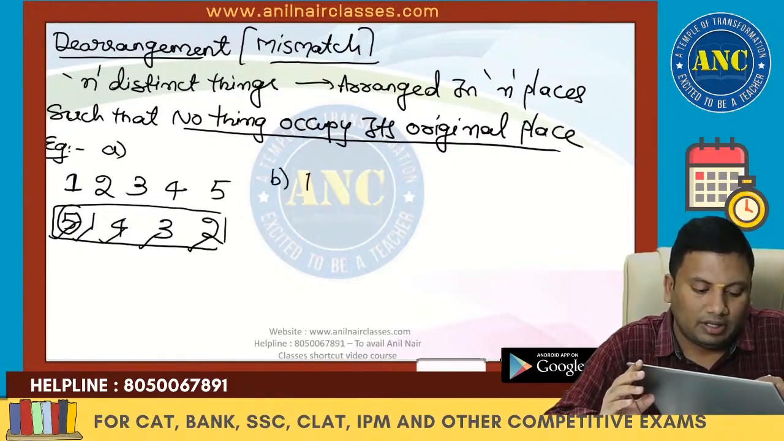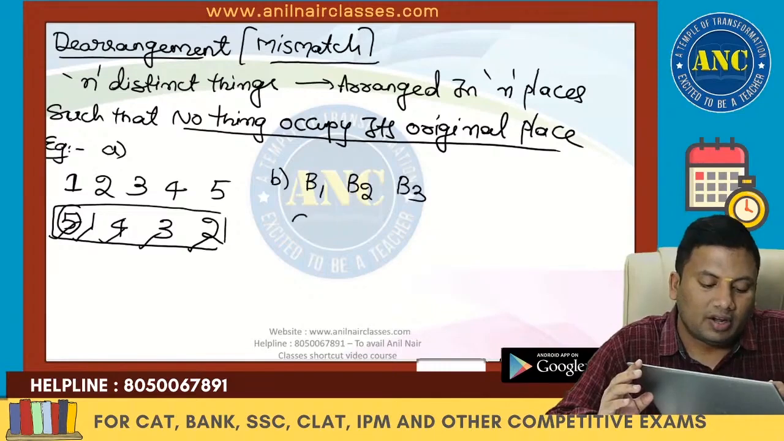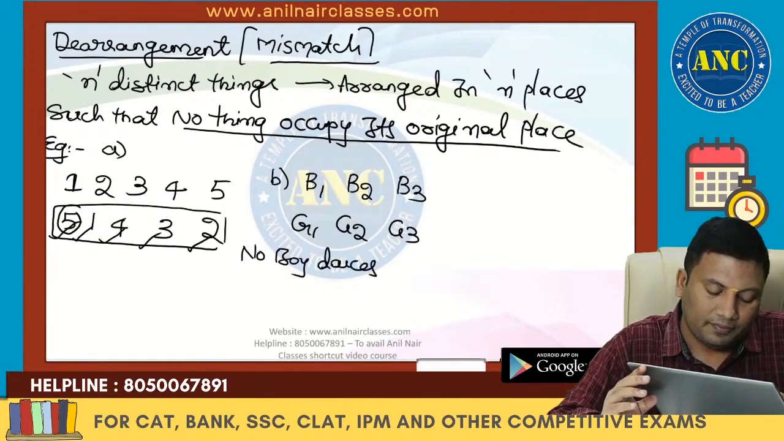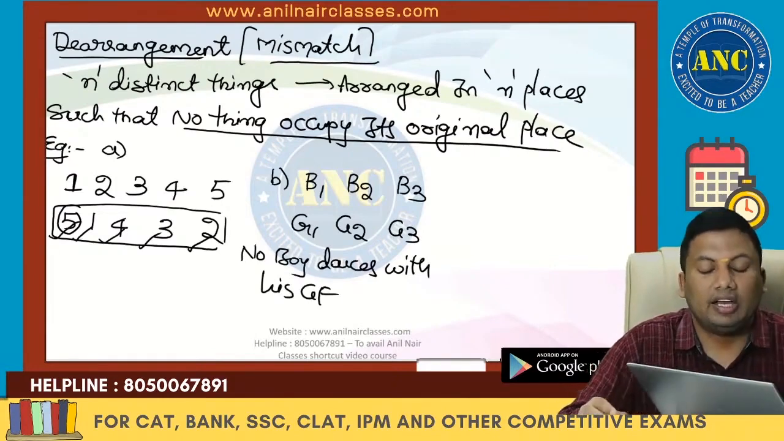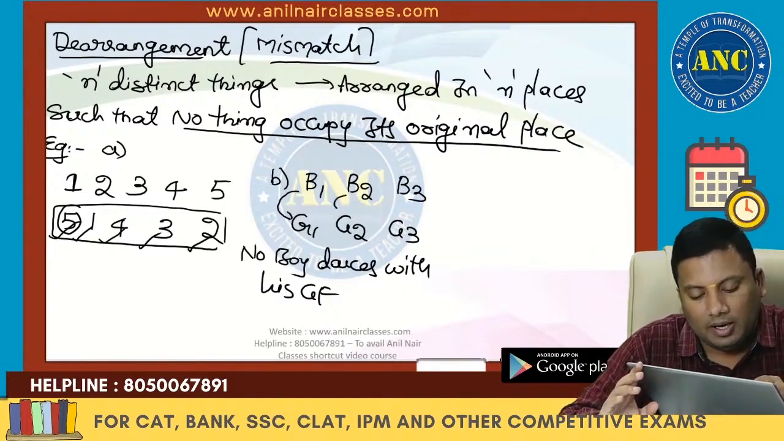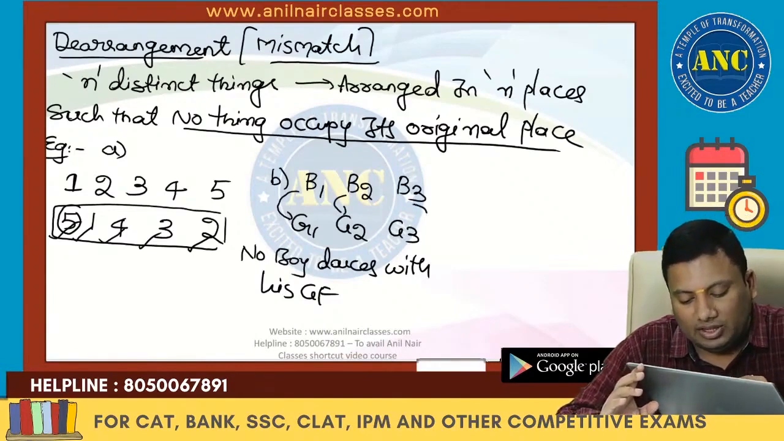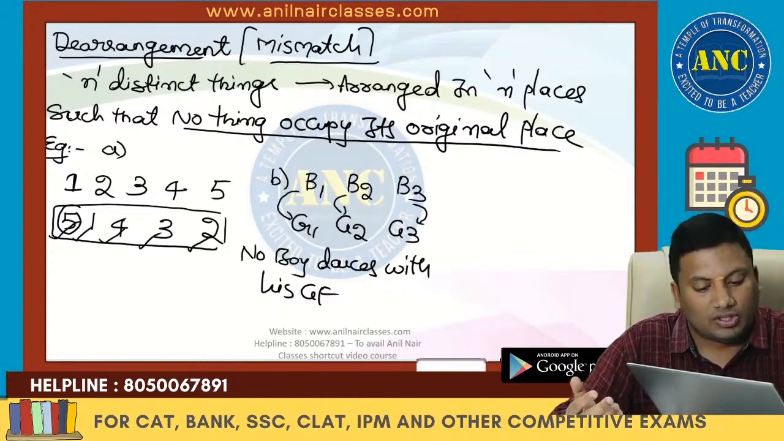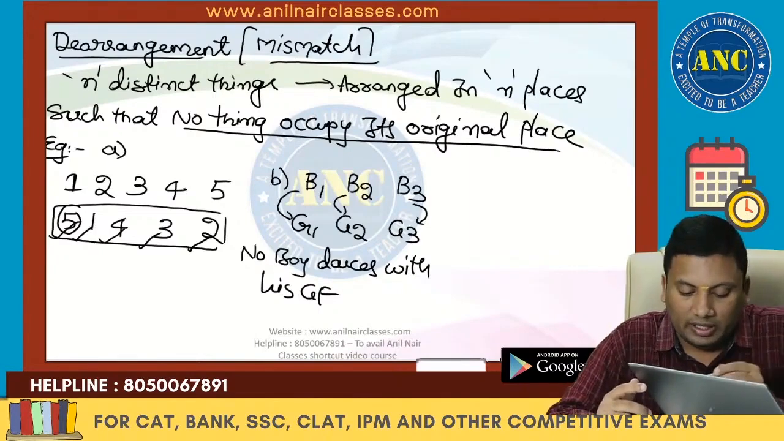Suppose for example, there are 3 boys, B1, B2 and B3. They have 3 girlfriends, G1, G2 and G3. No boy dances with his girlfriend. This is another example of a dearrangement. B1 has to dance with G1, B1 and G1 are a couple. B2 and G2 are a couple. B3 and G3 are a couple. No boy dances with his girlfriend. It is also an example of a dearrangement.